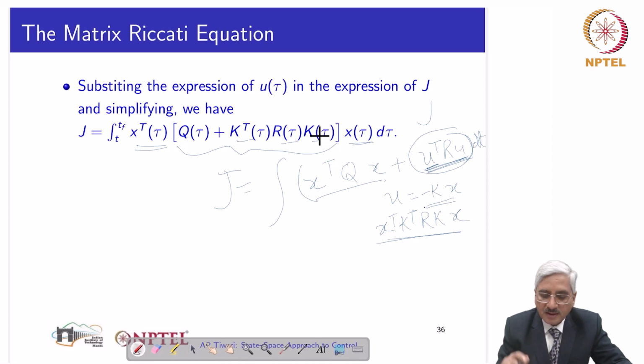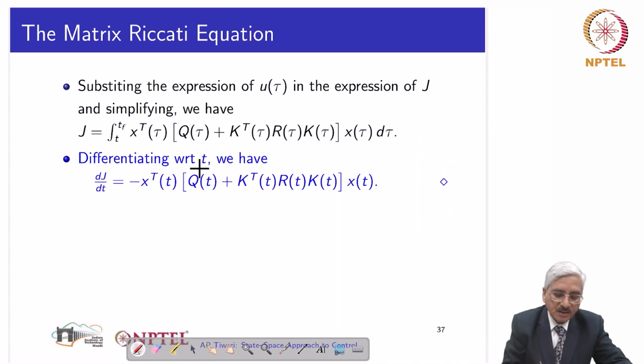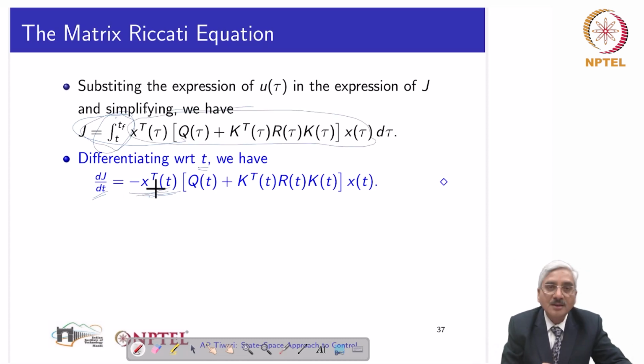So the same expression for J after simplification leads to this expression, and again we can differentiate it with respect to T. So we will get the derivative of J with respect to time T as X transpose tau, because when an integral is differentiated, it is the same value of the integrand with a minus sign. So dJ by dt becomes this whole thing with a minus sign.